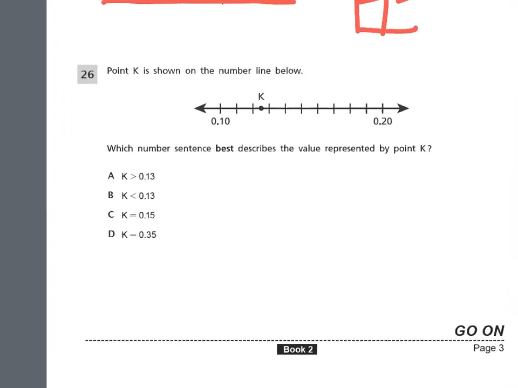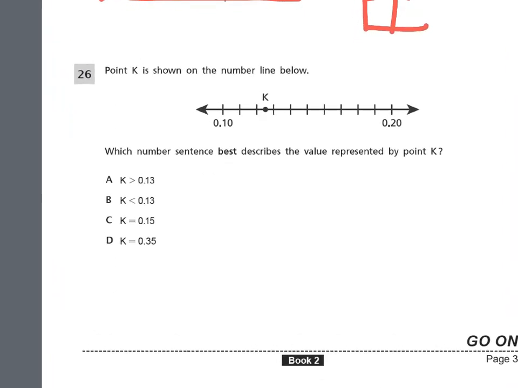26. Point K is shown on the number line below. Which number sentence best describes the value represented by the point K? Well, that's 10. This is point 11. This is point 12. So it's right there between, here, let me go and erase that. Point 11 is right there, and that's point 12. So it's going to be point 11 right there, 115. Because you want to put a 0, that'll make it 1110. This will be 120. So it'll be in the middle.